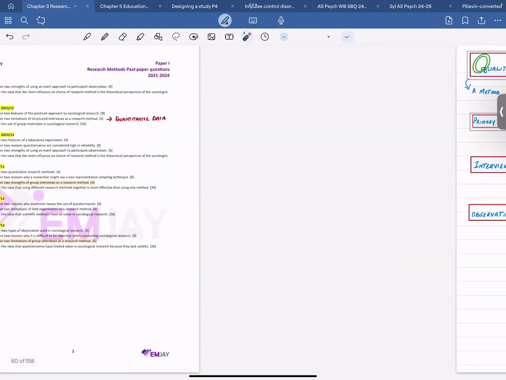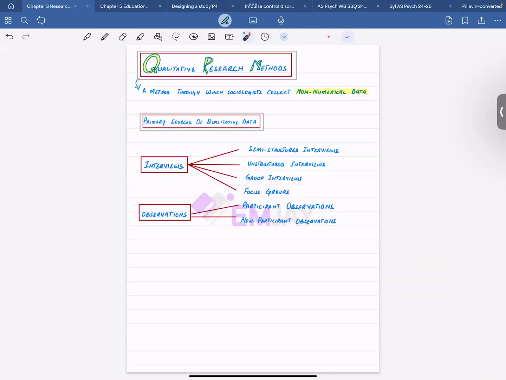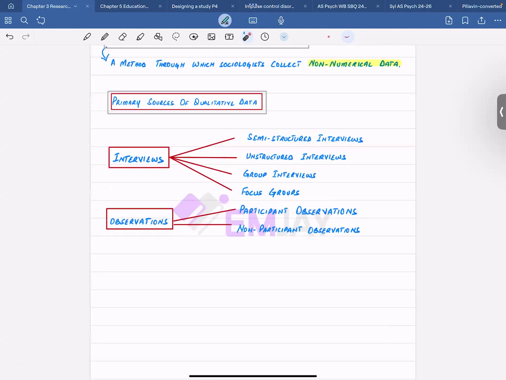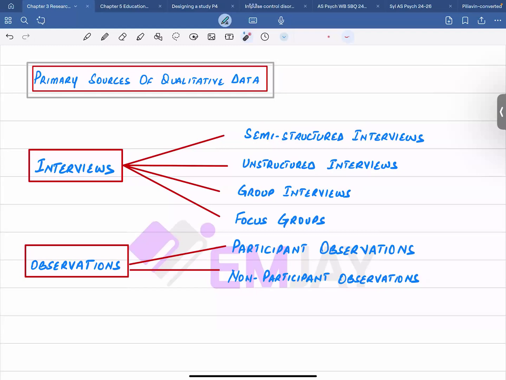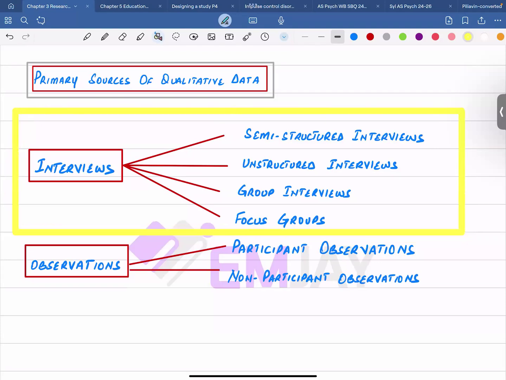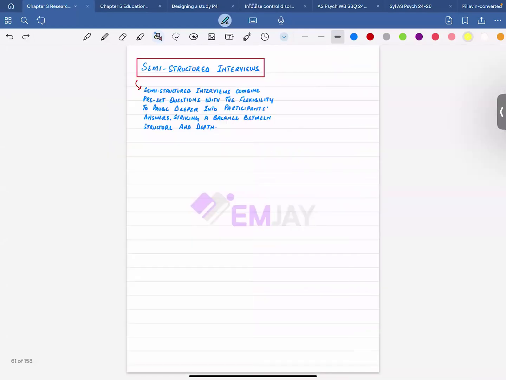Now, I hope this was enough to let everyone know that this is a topic that you wouldn't want to miss. So our focus today will be on these four different types of interviews. To name them: semi-structured interviews, unstructured interviews, group interviews, and focus groups. Taking this ahead, let's start off with semi-structured interviews.